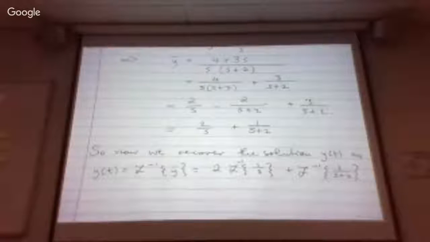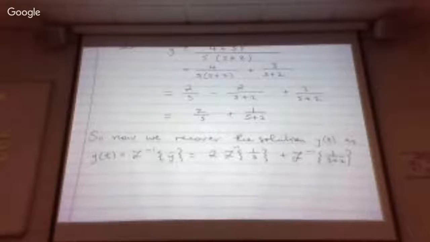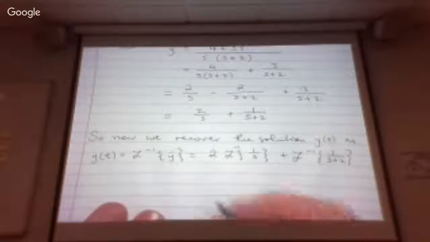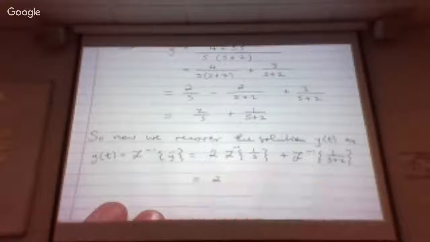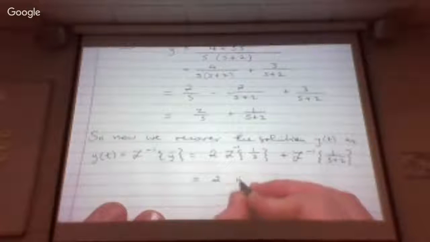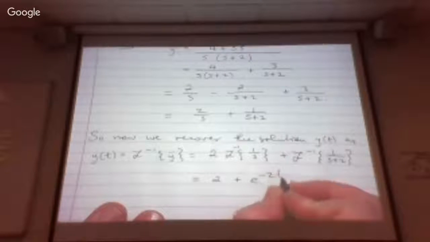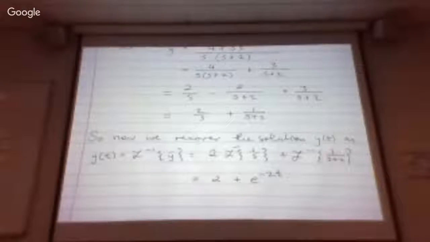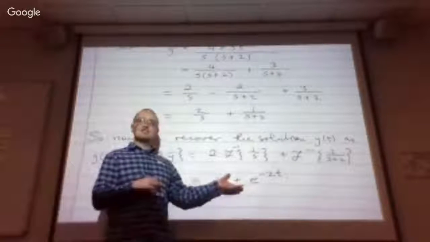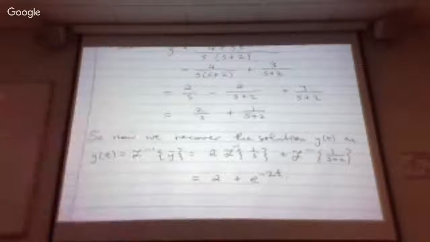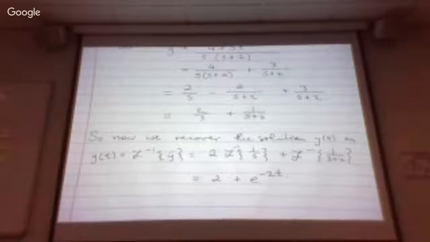Linearity property coming in, it's used all over the place. Fundamental property. And those transforms you can take off the table. This is the constant 2 plus e to the minus 2t. That's our solution to that differential equation. Okay, you can check it by taking that function of t, substituting it into the original ODE. You'll be able to confirm that it solves the equation.